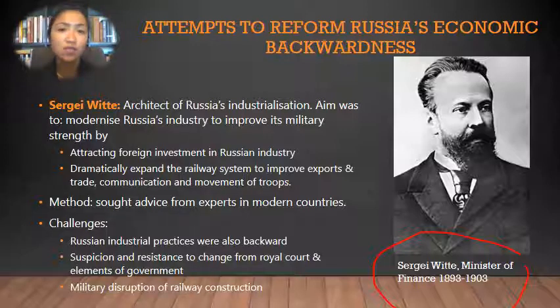So how he did this was he sought advice from experts in modern countries like Britain and Germany. He did face some huge challenges. Russian industrial practices were very backward, so it always takes some time to change things if it's been like that for a long time. Also some people in Russia, in royal circles, for example, distrusted Witte and tried to sabotage and undermine what he was trying to do. In many ways, they may have been successful because the Tsar sacked him and replaced him with Peter Stolypin, who we'll look at a little bit later.